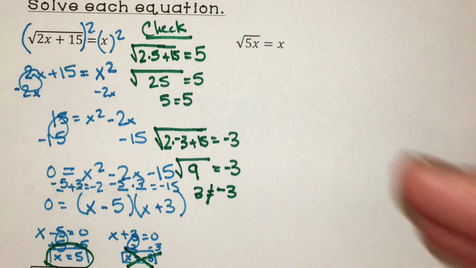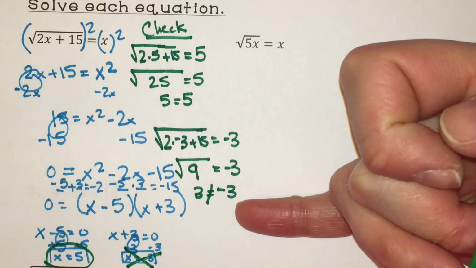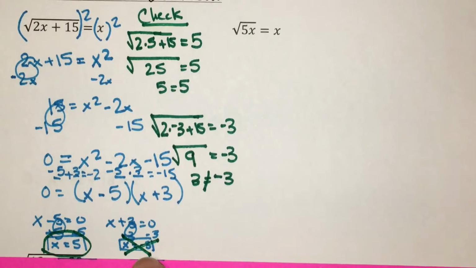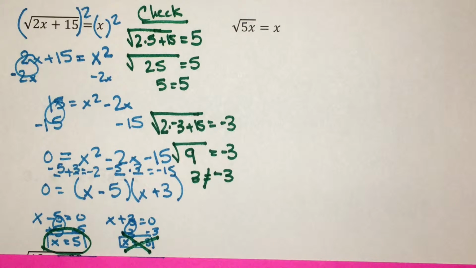So it is very important that you go back, double check that your values actually work for x. And if they don't work, go ahead and eliminate them because they're called extraneous solutions.